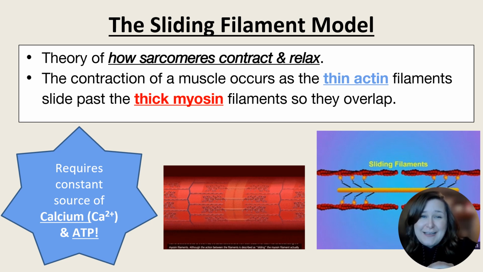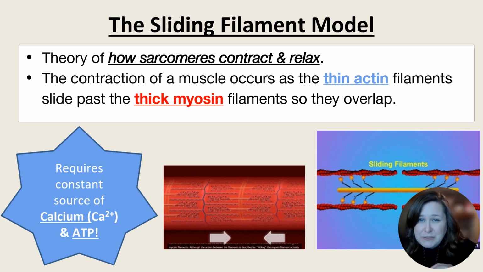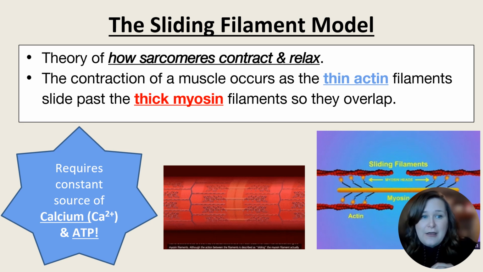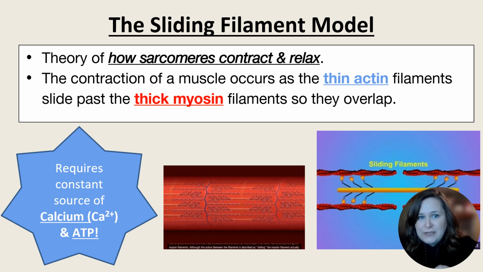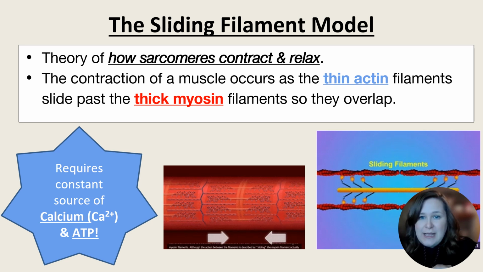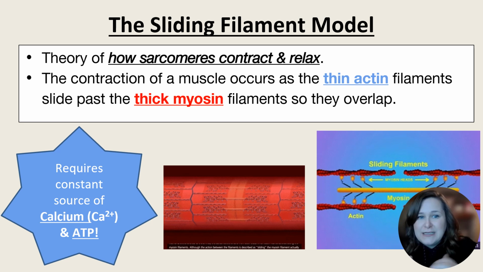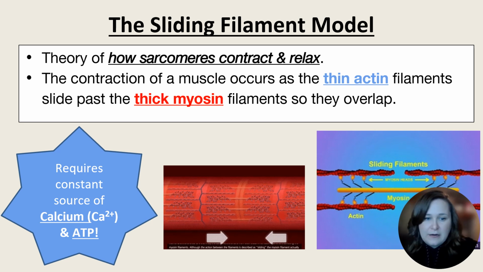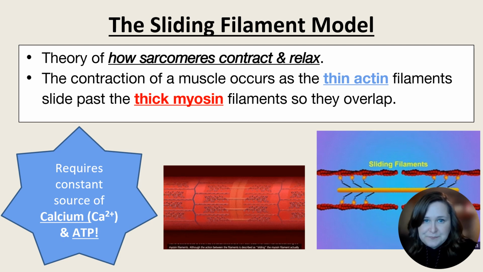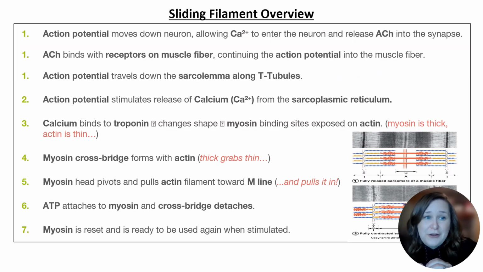So what the sliding filament model is, it is the theory of how these sarcomeres contract and relax. At the most basic level, the contraction of a muscle is going to occur as the thin actin filaments slide past those thick myosin filaments so that they overlap and cause something we call cross bridges. This is a very, very basic overview of this process. I really do want you to watch some of those animations over and over again to really get this.